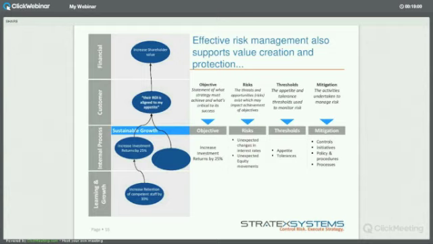You can also use your objectives as a starting point in your definition of your risks. And so for every objective, what are your key risks for that objective? What are the thresholds, so your appetite and tolerances? And then what are your mitigations? From a conduct risk point of view, this conversation would focus in on the customer perspective, the outcomes.